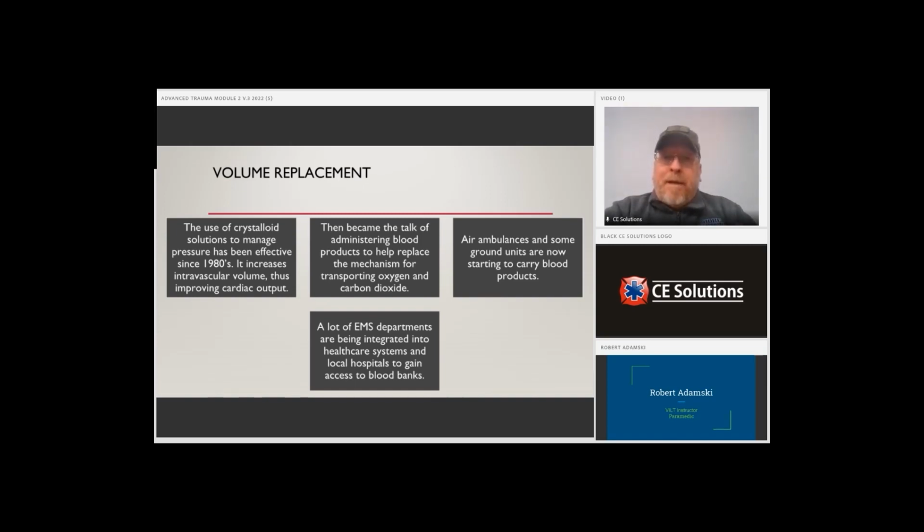However, we do have some specialized services such as air ambulances, various military units, especially aeromedical evacuation units that actually do carry blood products. And some of our more progressive EMS systems will carry blood products. Obviously, they have specialized requirements. They need to be refrigerated. They have a limited shelf life, etc. But those are the ideal volume replacement because they do have erythrocytes, they do have an oxygen carrying capacity. And depending on the type of blood product you have, they can also have clotting factors and platelets, which will help promote hemostasis.